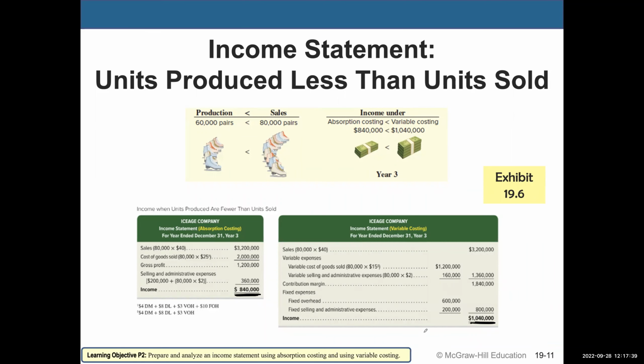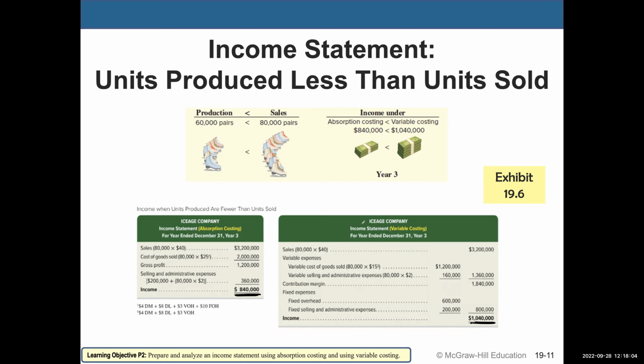It's also not surprising that it's a $200,000 difference. Why? Because the difference was $200,000 last year when those 20,000 units were not sold. And now this year, when they are sold, we get those extra expenses. They're all showing up over here under absorption costing. Okay. Again, we're starting with the same revenue this year.